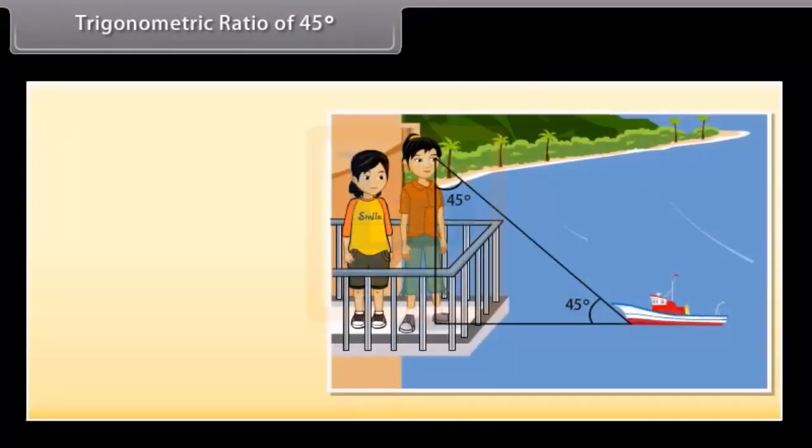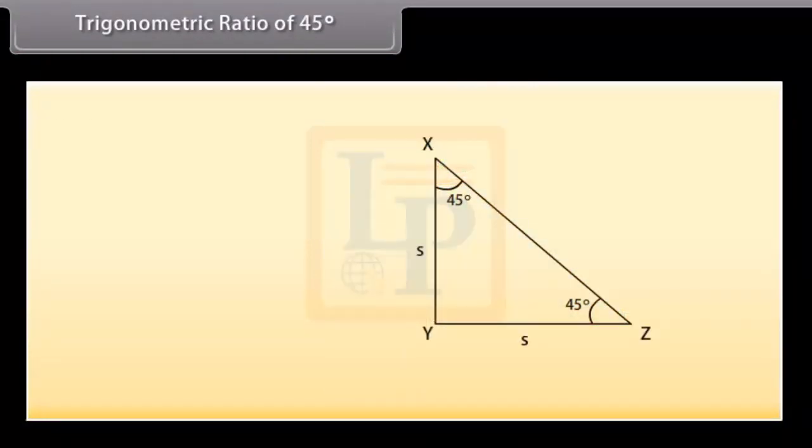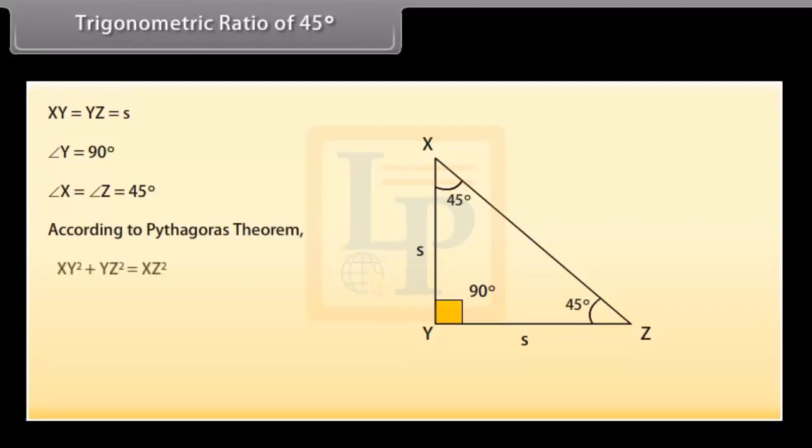Trigonometric ratio of 45 degree. Consider the right-angled isosceles triangle XYZ. XY is equal to YZ, which equals S. Angle Y is equal to 90 degree. Angle X is equal to angle Z, which is 45 degree. According to Pythagoras' theorem, XY square plus YZ square is equal to XZ square. By substituting the values, we get s square plus s square is equal to XZ square. XZ square is equal to 2s square, which is XZ is equal to square root 2 s.